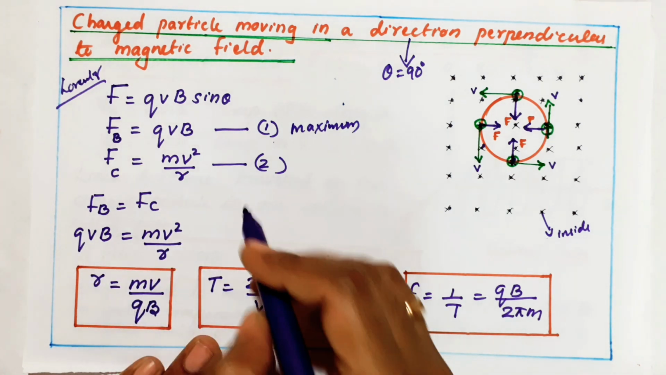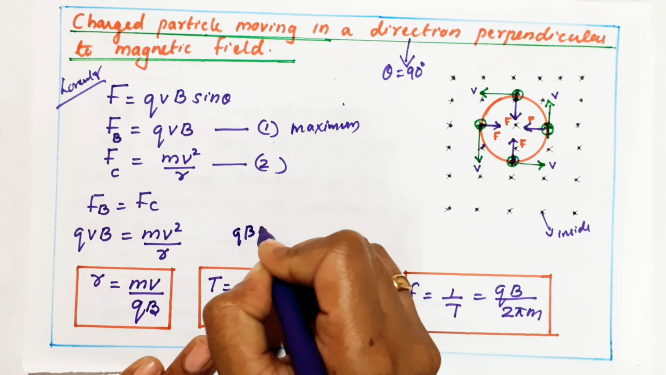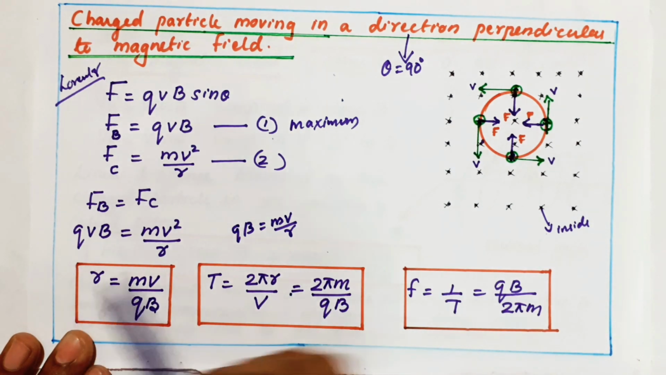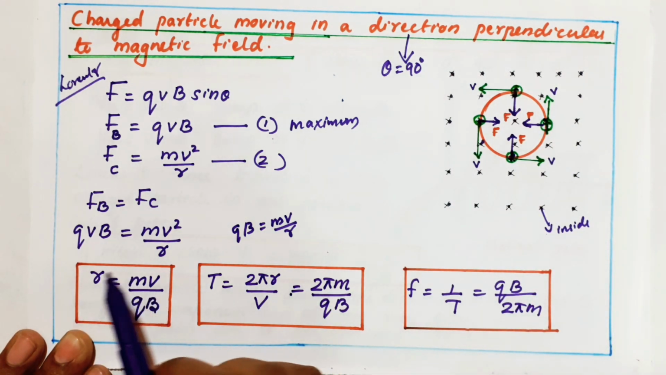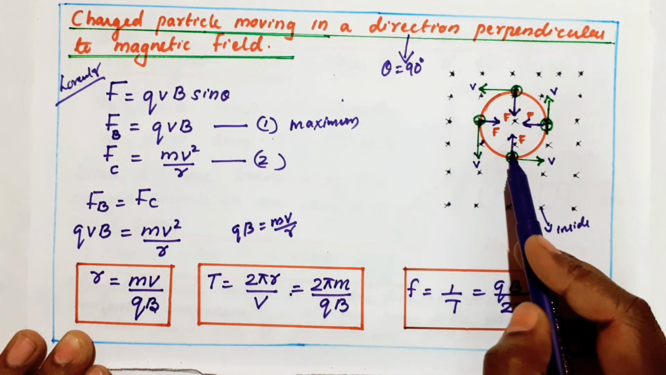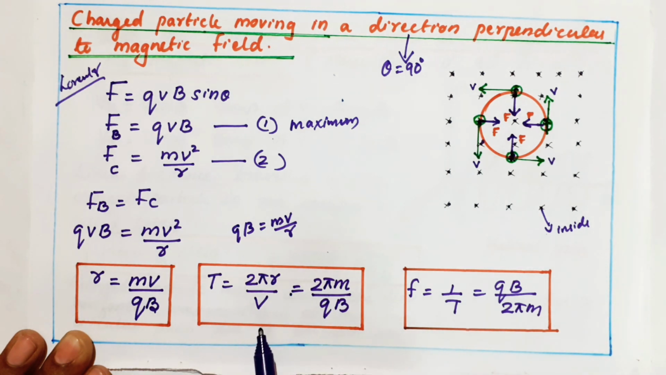When v and v get cancelled, we can write it as qB equals mv by r, or we get the equation r equals mv by qB. It means that the radius of the circular path r equals mv by qB. What is the time taken for one complete rotation of the charged particle? It means T equals 2 pi r by v, that is 2 pi m by qB. This is the time period, the time taken for one complete rotation. If you want frequency, frequency is 1 by time period, that is qB by 2 pi m.